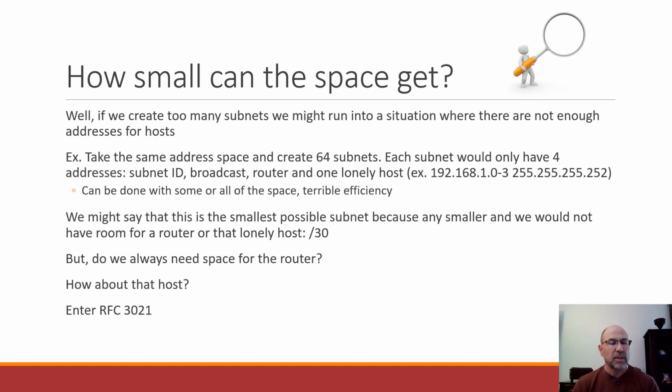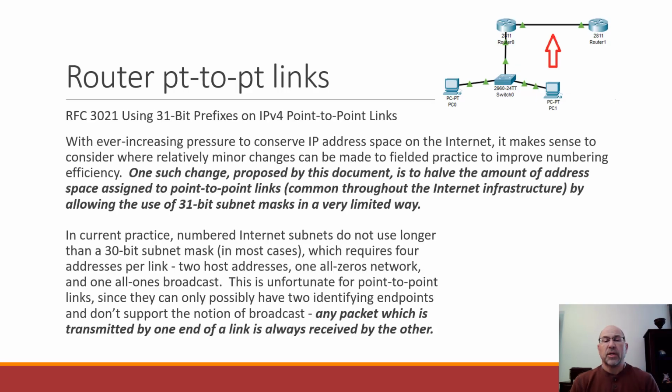But there is a special case where we might say, do we need that address for the router? Do we need that address for the host? And here is where RFC 3021 comes into play. RFC 3021 is about using /31s for point-to-point links in a routed topology. If you don't know what a point-to-point link is, I've shown you an example of one there. Routers that are connected directly to each other use point-to-point links. There's no need for hosts on those links.